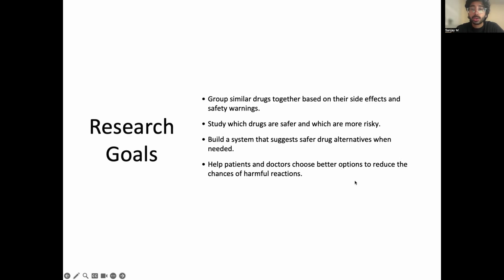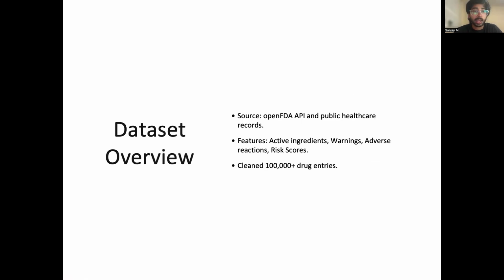Our research goals are to group similar drugs based on their side effects and warnings, and then study the safety profile of each drug, and then build a system that recommends safer alternatives. And finally, to help patients and doctors choose better options to reduce the chance of harmful reactions. So we'll move on to our next slide, which is an overview of the data set.